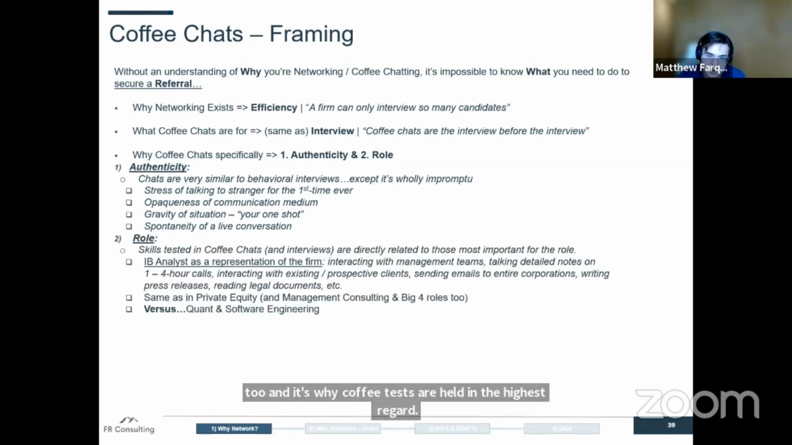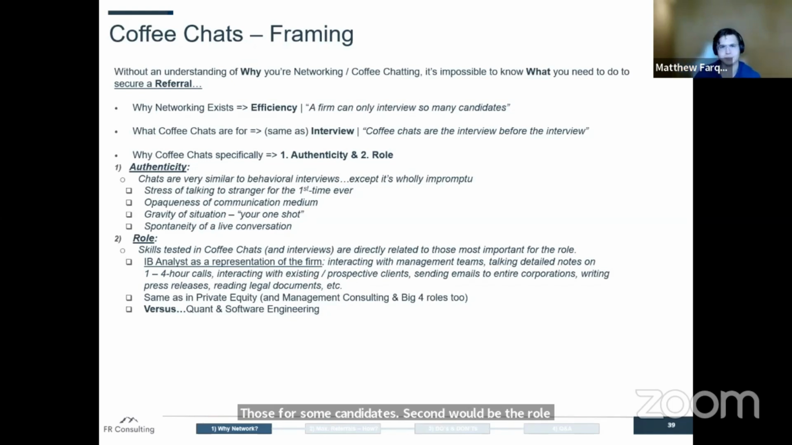Second would be the role itself. So remember, those other roles don't have coffee chatting. So why IB, right? The fact is that as an investment banking analyst, communication underlies everything that you do. You are an extension of the firm's brand. And because you're on the front lines, interacting with management teams, the general public, the press, clients, prospective and existing, they want to make sure that at a minimum, you maintain the brand's image, right? We definitely don't want you to detract from it. If you improve it, great, but we want you to at least maintain. And that's why coffee chats in particular are used, because they emulate the skills required to be a good investment banking analyst or be a good private equity associate.